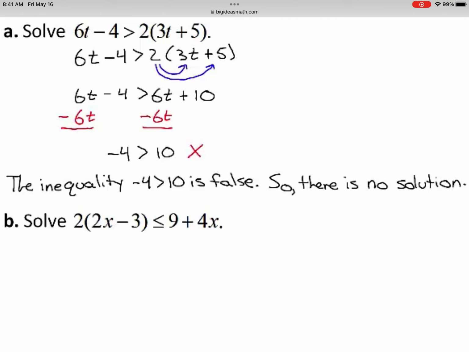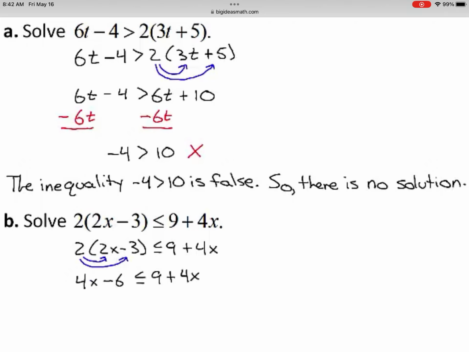Part B. Solve 2 times the quantity 2x minus 3 is less than or equal to 9 plus 4x. First write the inequality. 2 times the quantity 2x minus 3 is less than or equal to 9 plus 4x. Next use the distributive property. Because 2 times 2x equals 4x and 2 times negative 3 equals negative 6, 4x minus 6 is less than or equal to 9 plus 4x.